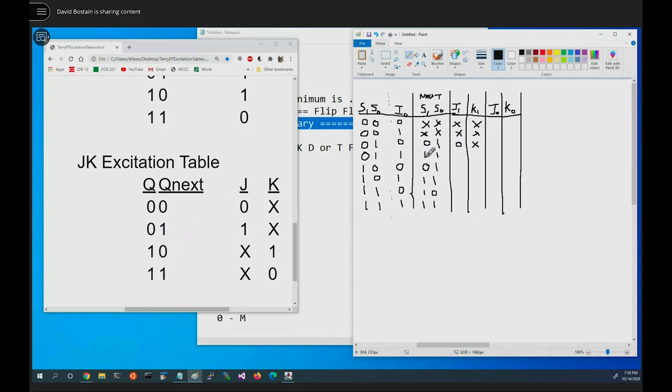They should be a zero and an X. We want to go from 0 to 1: it should be a 1 and an X. Going from 1 to 0 is an X and a 1. We want to go from 1 to 1, which is an X and a 0. We want to go from 1 to 1 and 1 to 1, but we already saw those are all X and zeros.